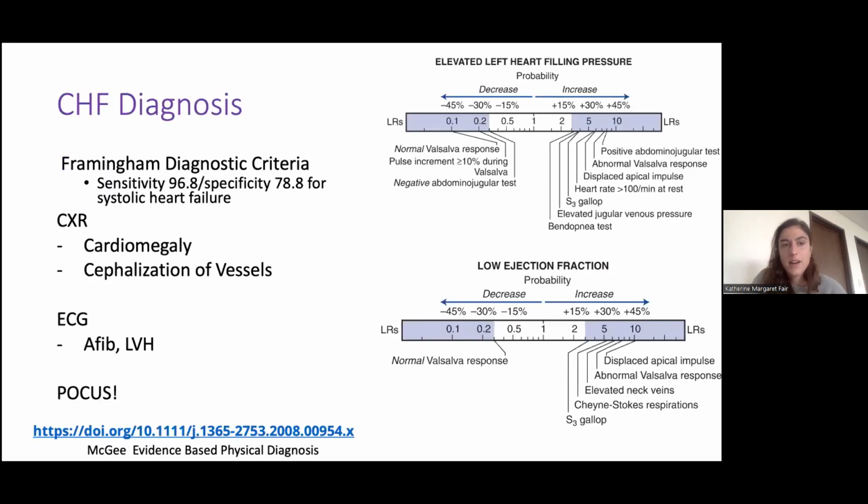So we're talking about CHF. This is also a really common reason for admission, dyspnea.